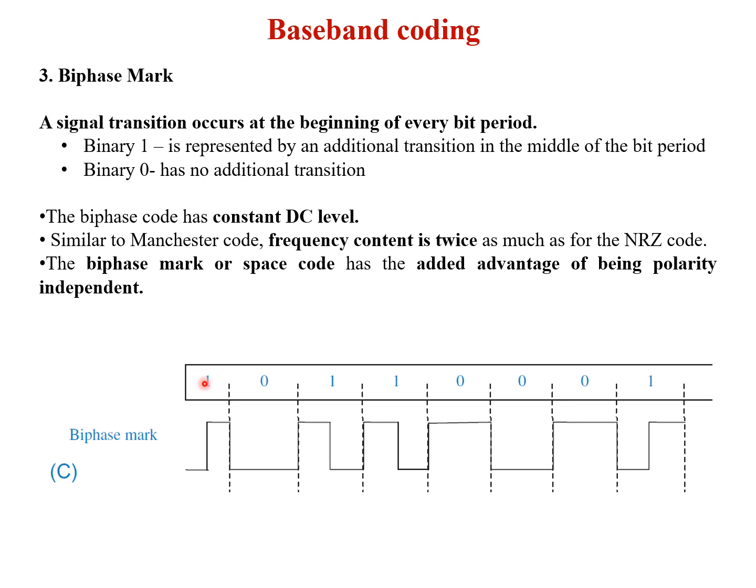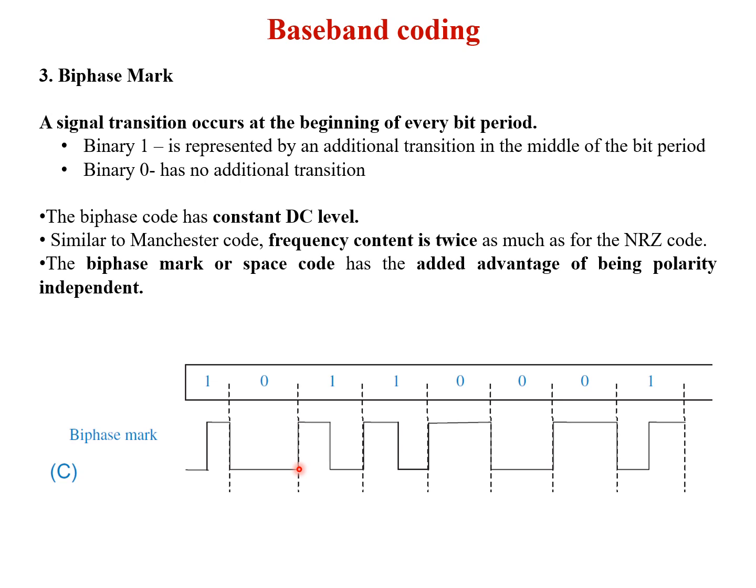Let us take this example, 10110001. How is 1 represented? 1 is represented by an additional transition in the middle. So there is a transition in the beginning, then an additional one in the middle of the bit. Then 0. There is a transition in the beginning of every bit period, so it's going from high to low. Then there is no middle transition, so the entire duration is represented by absence of pulse.